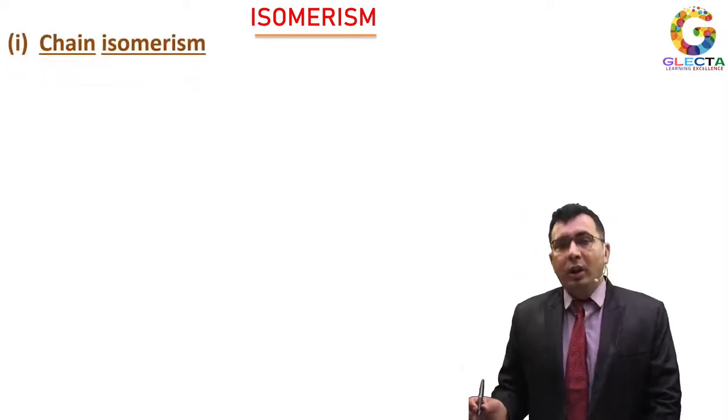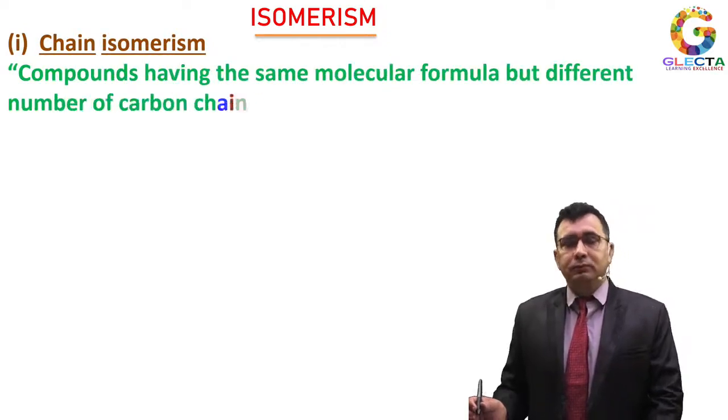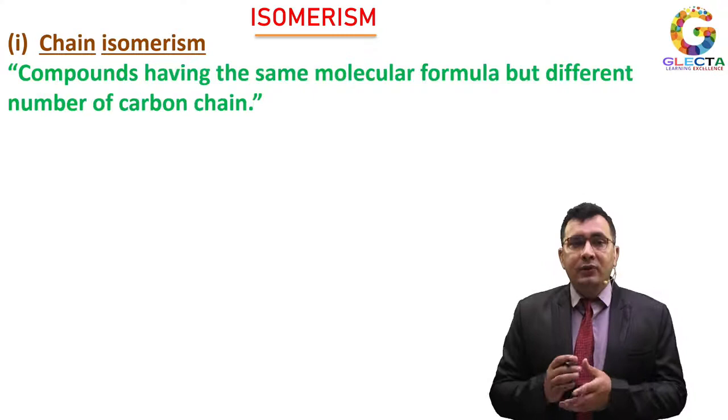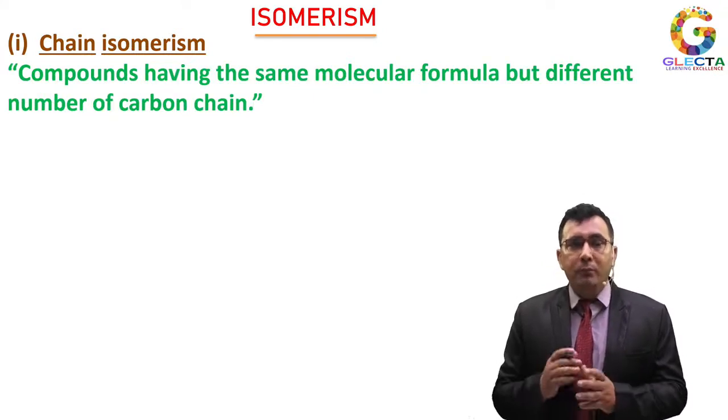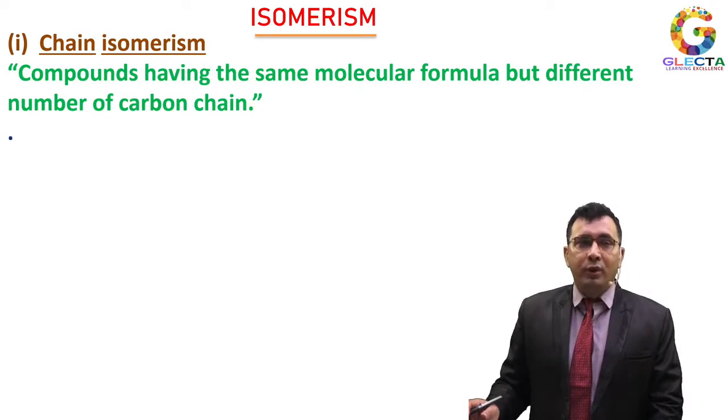The first one is chain isomerism. What is chain isomerism? The compounds having the same molecular formula but a different carbon chain are known as chain isomers of each other. You can see the example.